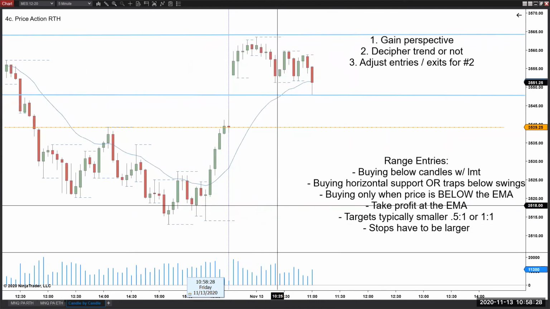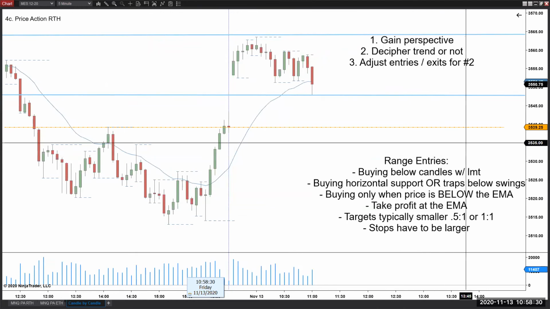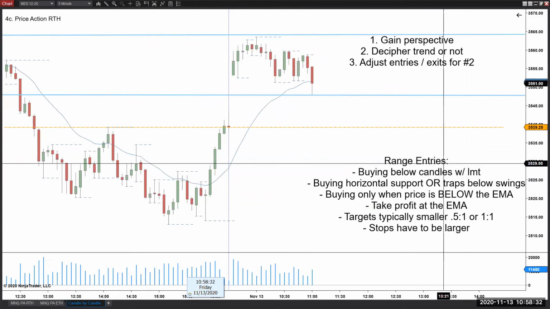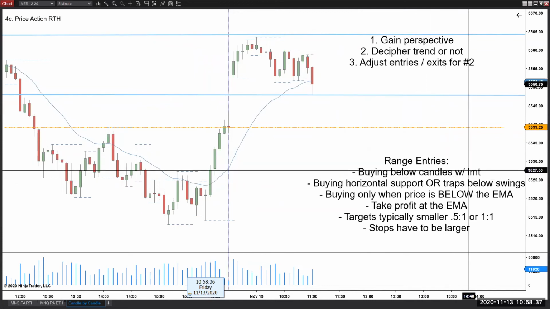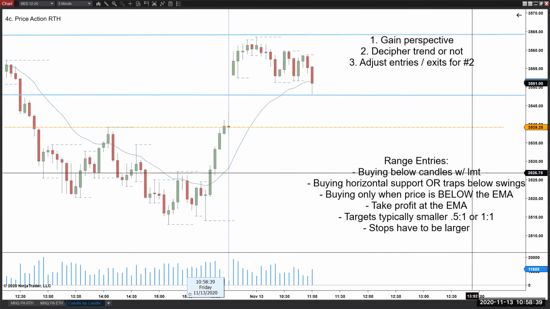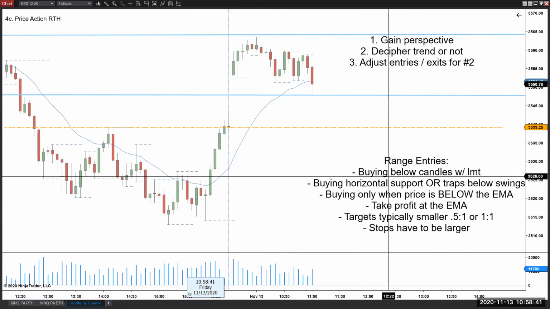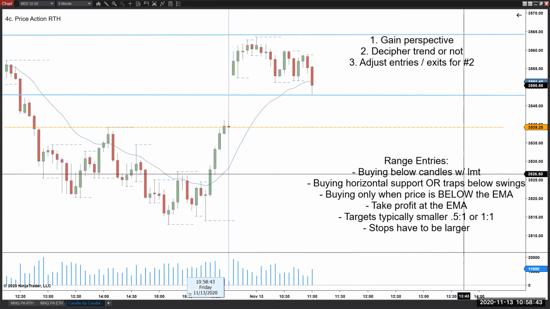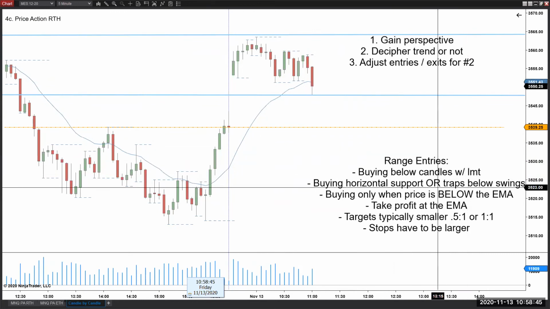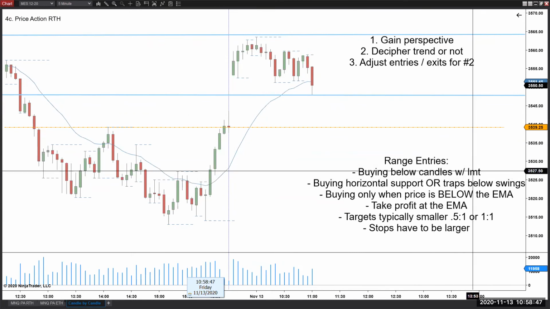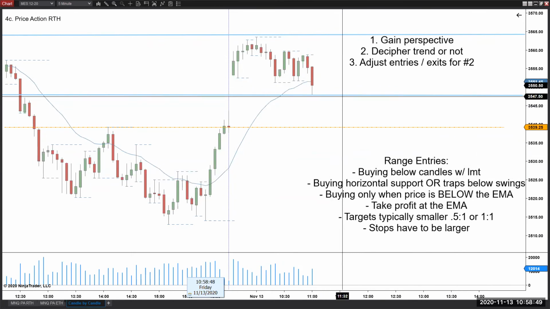Now that I know what my focus is, what am I looking for? This could be second entries. It could be buying swing lows. Remember what the approach is. I'm not going to be taking second entries with stop orders. That's not the point of ranges. Ranges are buying below candles with limits, buying below swings with limits. We're buying with limit orders, buying dips.